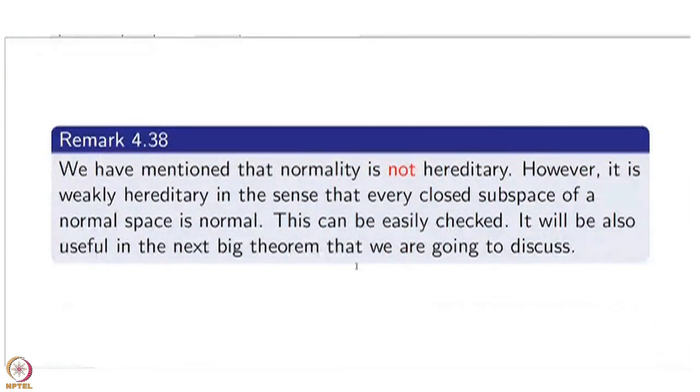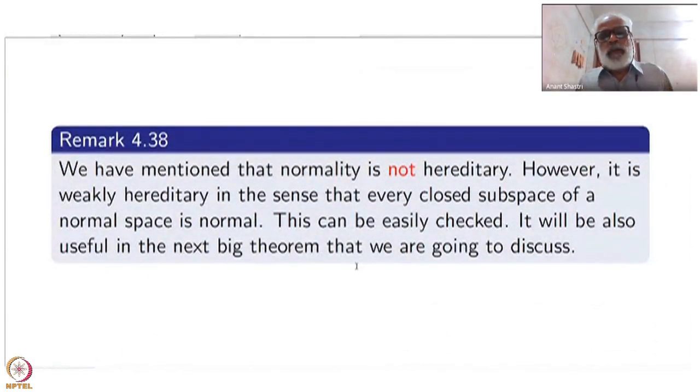So this comment also I have made, but I will repeat it. We have mentioned that normality is not hereditary. We have not proved it. However, it is weakly hereditary, namely, every closed subspace of a normal space is normal. That is very easy to prove, because a closed subspace of a closed subspace is closed.